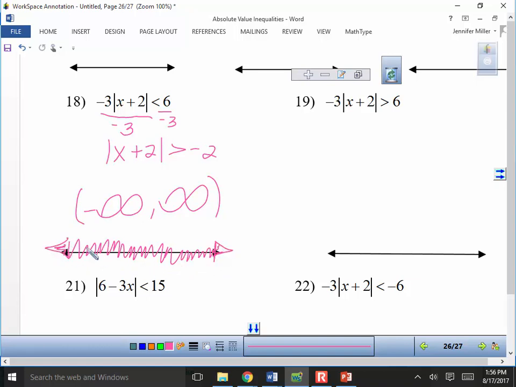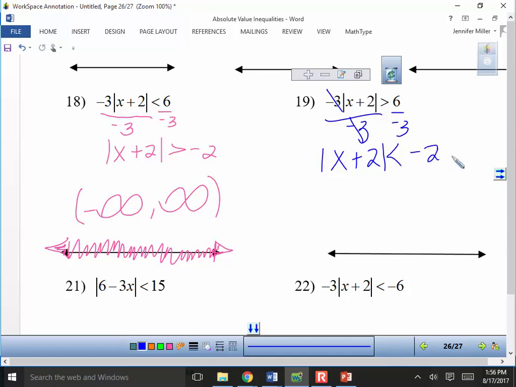Okay, that's a bad shading, but let's look at 19. All right, on 19, are we ready to break that up into two inequalities or no? No? Why not? We got to get rid of that negative 3. And how do we get rid of that negative 3? Divide both sides by negative 3. And that leaves us with the absolute value of x plus 2 is, what happens to the inequality? Flip, I heard somebody say flip that sign.